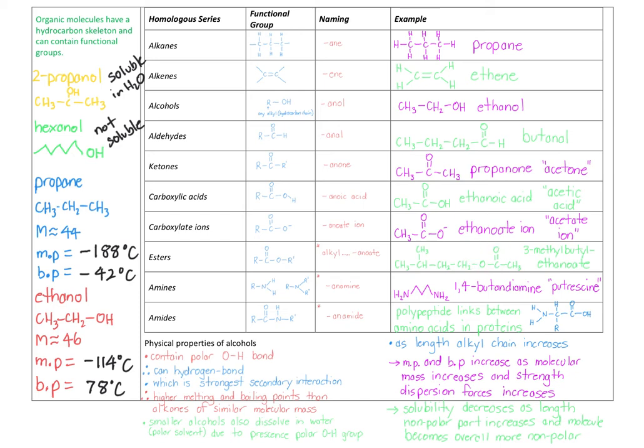We will make this ester here. It's got this OC double bond O in it. 3-methyl-butyl ethanoate, it's called. You don't need to know how to name these this year. That's the characteristic smell of bananas.